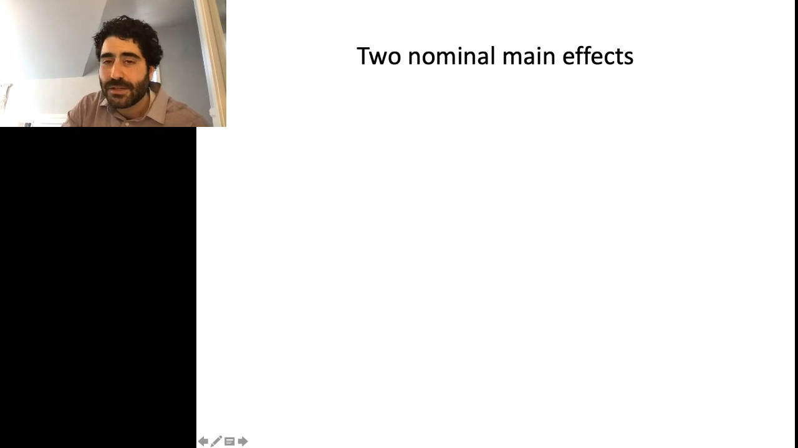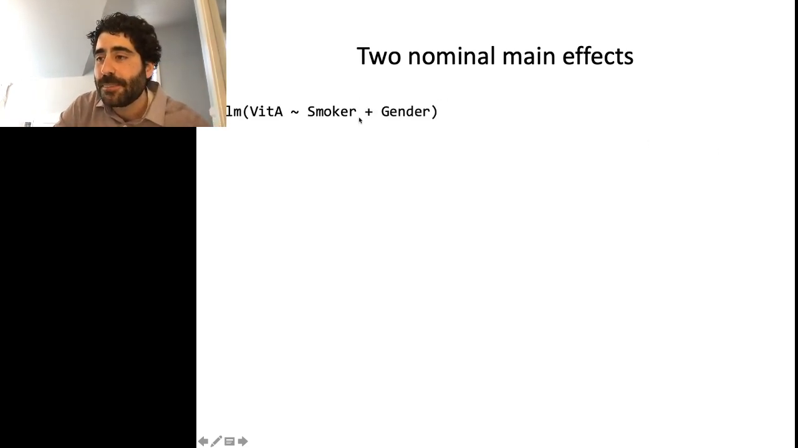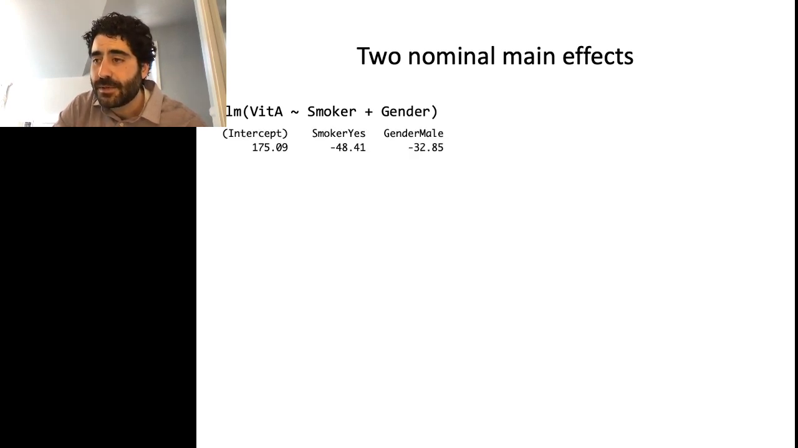Okay, now let's make our model more complicated. We're going to create a model that uses both whether or not someone's a smoker as well as their gender to make a prediction about their vitamin A levels. So if we ask R to find these coefficients for us, it gives us this, which is that we start with a baseline prediction of 175.